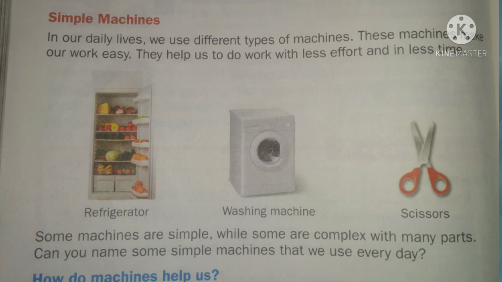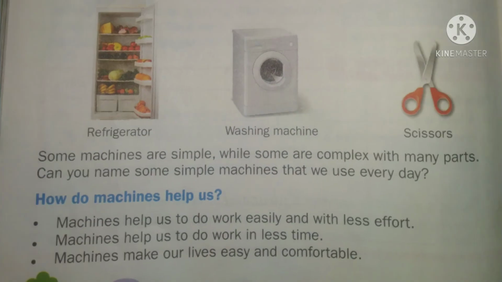Some machineries are simple while some are very complex with many parts. So, how do machines help us? Now you tell, how do machines help us? Machines help us to do work easily and with less effort. It will take less time. Okay, machines make our life easy and comfortable.